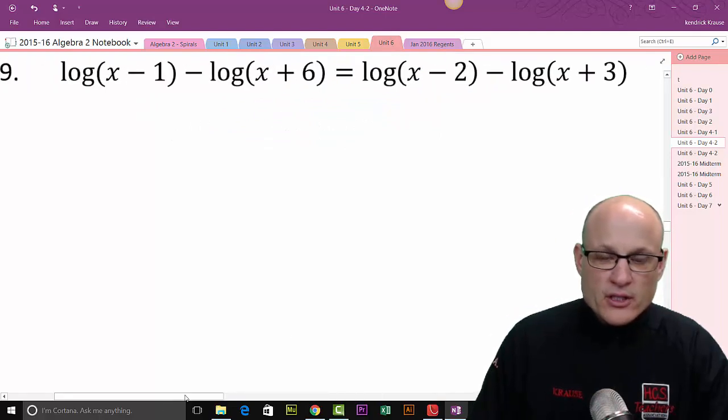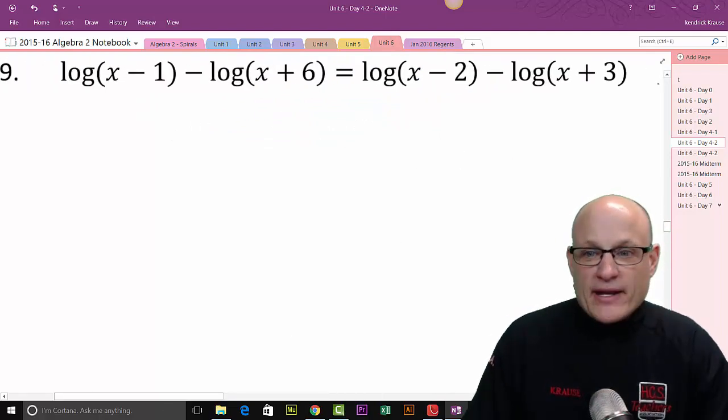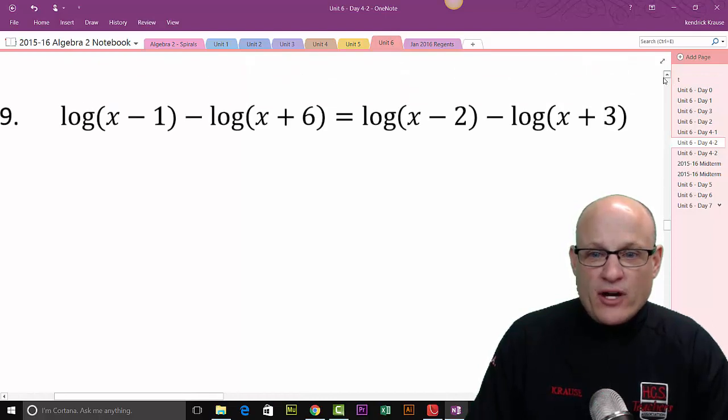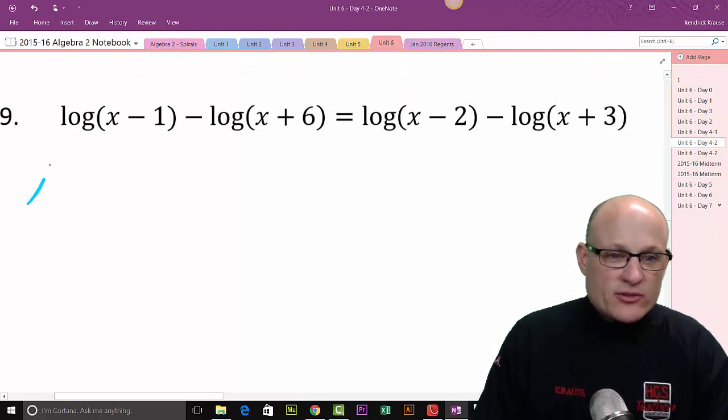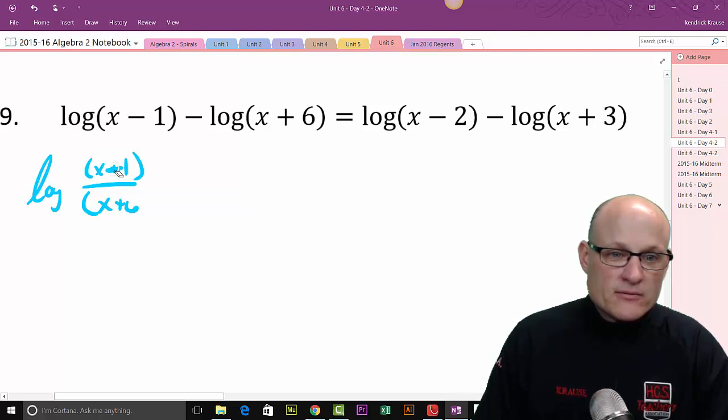All right, so this one, man, this one looks so difficult. It's crazy. So let's condense the left side. So it's log of x minus 1, x minus 1 over x plus 6. This is bothering me.